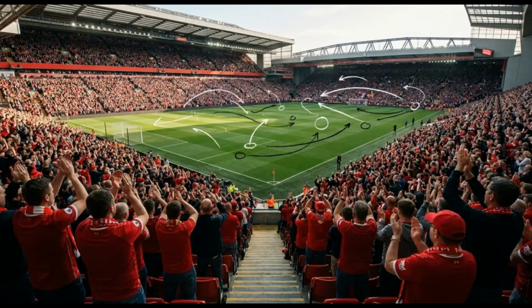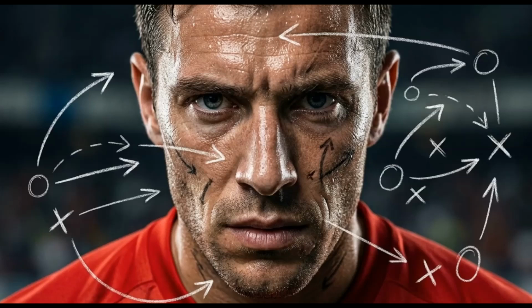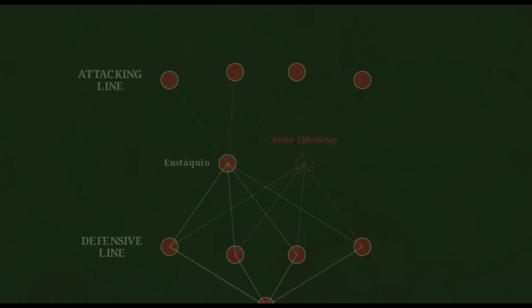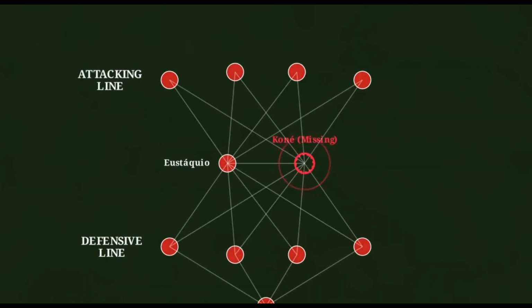As Koné was stretchered off to a standing ovation, the match transformed. This was no longer just a tactical exercise, it was a severe test of human resilience. Koné's exit created a massive tactical void in the center of Canada's structural architecture. Koné was the essential ball progression hub.